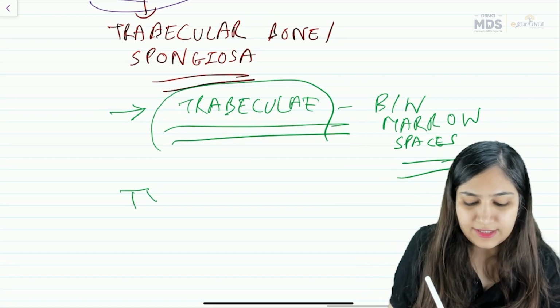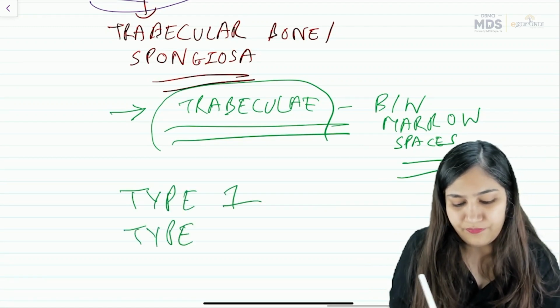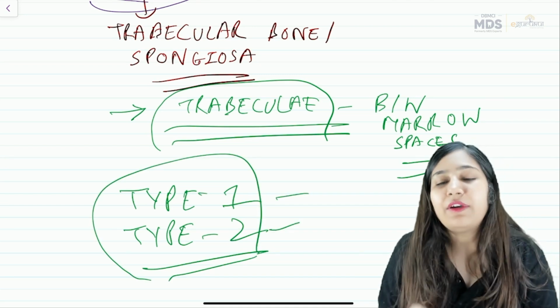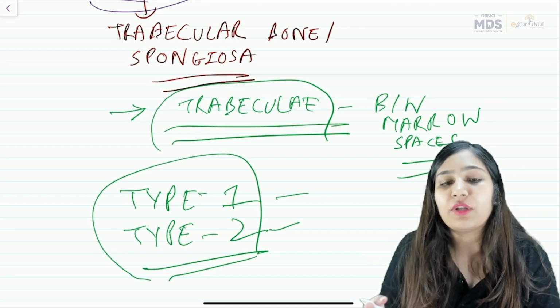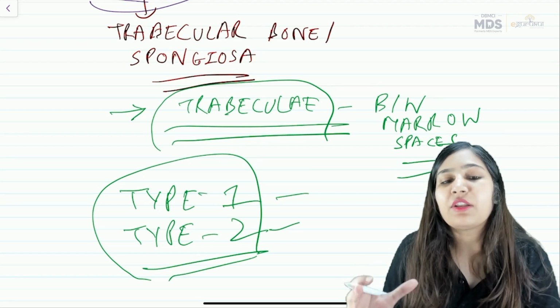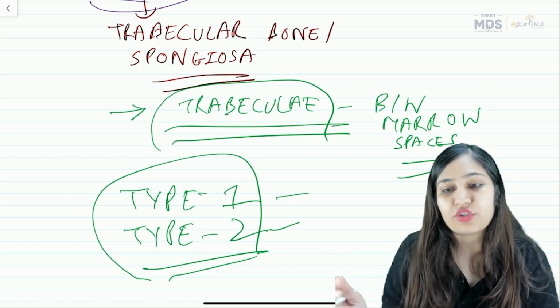Now the arrangement of trabeculae in cancellous bone is different. There are two types, type 1 and type 2. Type 1: interdental and interradicular. Interdental is between two teeth, interradicular is between roots of teeth. Trabeculae are regular and horizontal in a ladder-like arrangement.